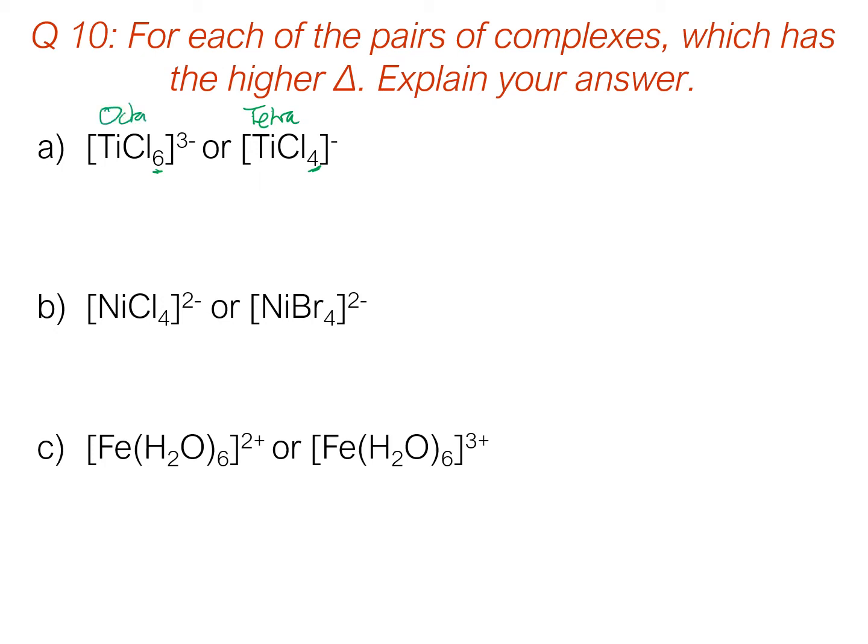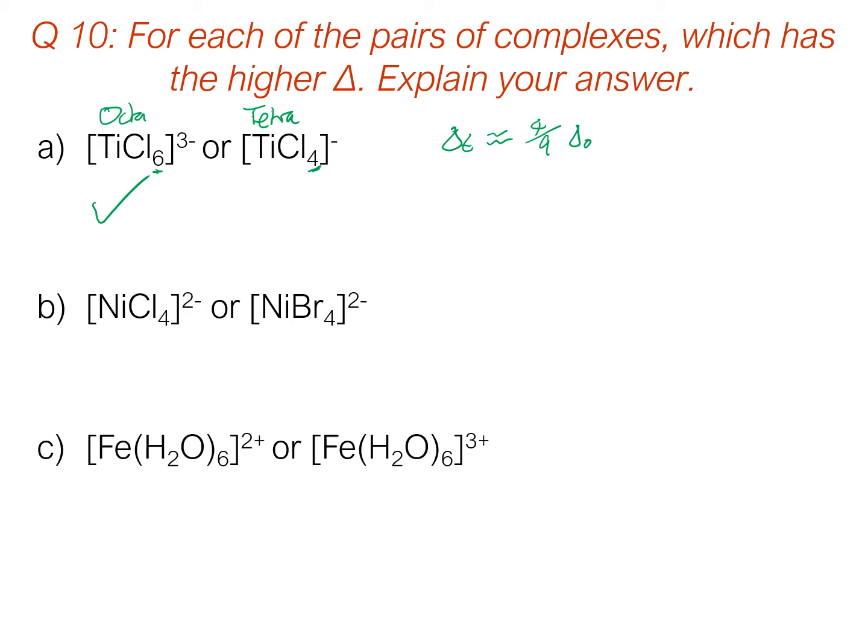Now this makes a big difference. If you remember, delta T is approximately 4/9 of the value of delta O. So the crystal field splitting energy of a tetrahedral complex is about 4/9 of that of an octahedral complex. This means that for this pair, it's the hexachloro complex that has the larger crystal field splitting energy. We'll have another question on crystal field splitting energies a bit later, and this will pop up again. But in general, octahedral is bigger than tetrahedral.